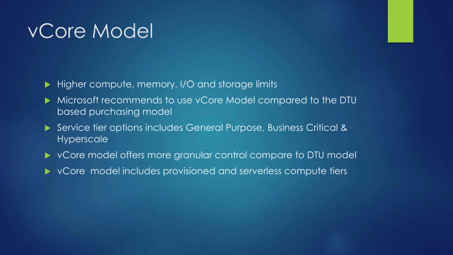The other pricing model is the vCore, or virtual core model, which offers higher compute, memory, I/O, and storage limits compared to the DTU model. It also offers more granular control. It includes 3 service tiers: general purpose, business critical, and hyperscale. It also includes 2 types of compute tiers: provisioned and serverless. Microsoft actually recommends using the vCore model rather than the DTU model.